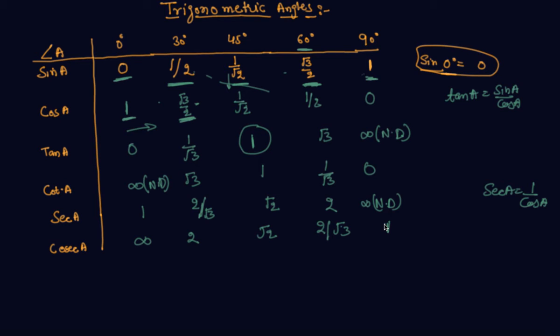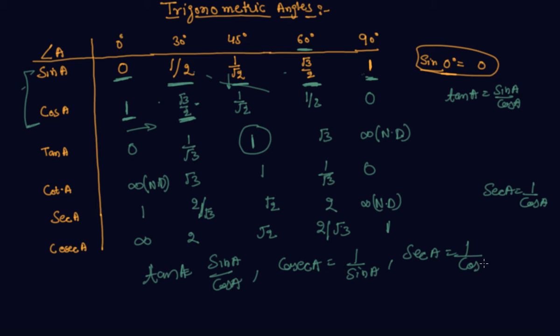If you remember the values of sine a and cos a, then you can also derive the values of all the trigonometric functions, because of how tan is related to sine and cos. Tan a is equal to sine a by cos a. How can you find cosecant a? It is the opposite of sine a, that is 1 by sine a. If somebody asks you secant a, then it is the opposite of cosine a.